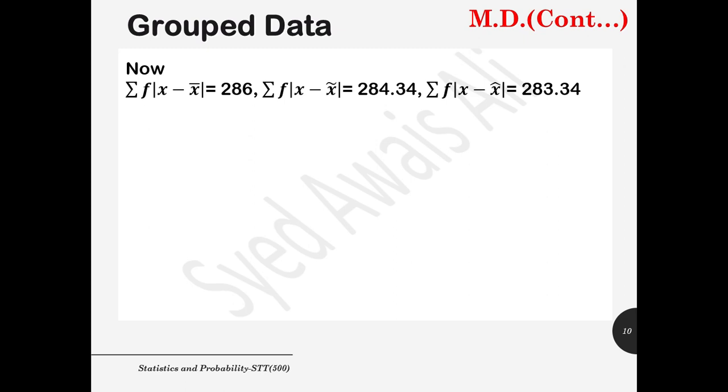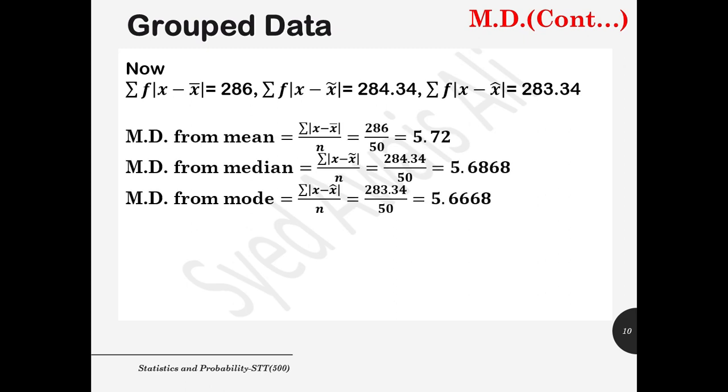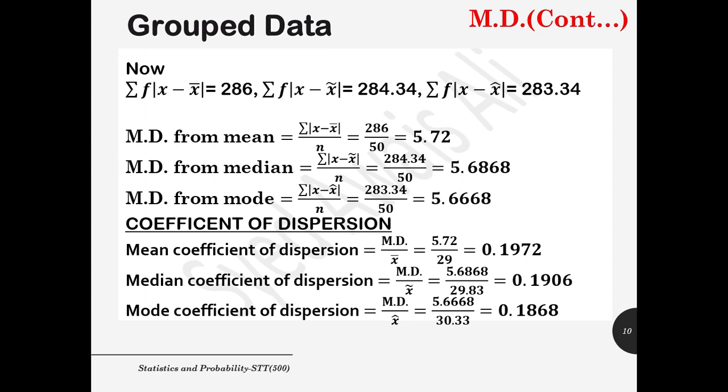Now we have summation f x minus x bar is equal to 286. Then summation f x minus x approx is equal to 284.34. Then we have summation f x minus x hat is equal to 283.34. Now we have to put all the values in our formulas, and we have to find mean deviation from mean, mean deviation from median, and mean deviation from mode. Then we have to find the coefficient of dispersion, and again put all the values in our formulas, and these are the coefficients of dispersion.